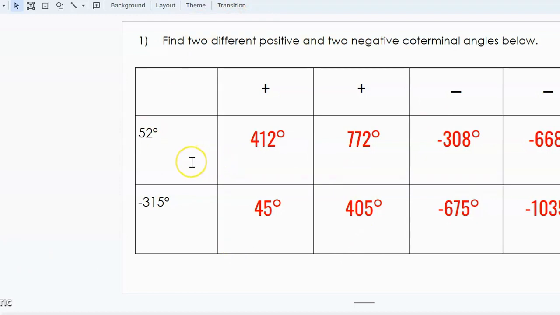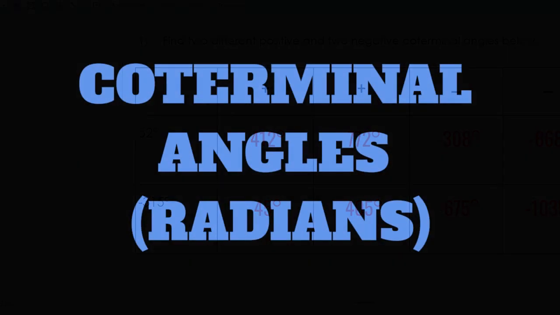If you wanted to add 360 50 times, that would work as well. I just did a one and a two rotation when I added it. So that is finding coterminal angles in degrees. Next up, we're going to look at coterminal angles in radians.